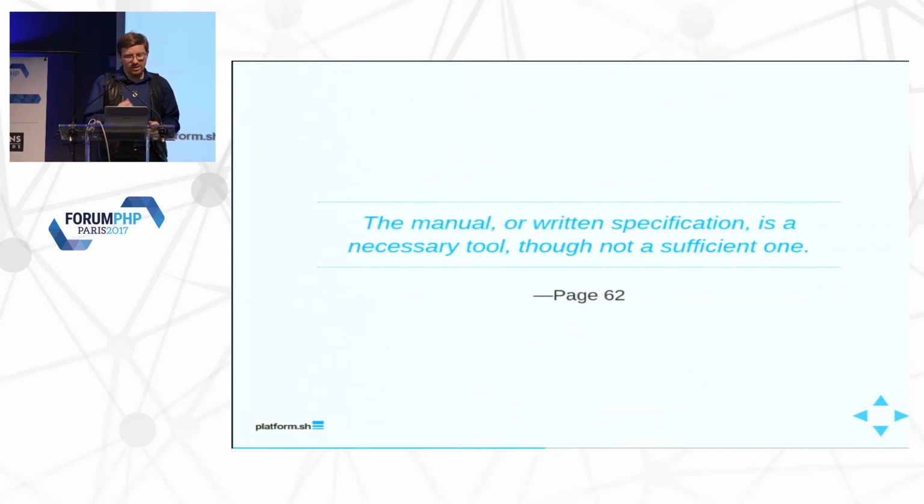But the manual or the written specification is a necessary tool, but not a sufficient one. The code is a formal definition. It is precise, but not all that readable usually, even if you're writing in a clean fashion, and it doesn't explain the why. You need the why for things. That is what documentation is for, both separate documentation and inline documentation in the code itself.